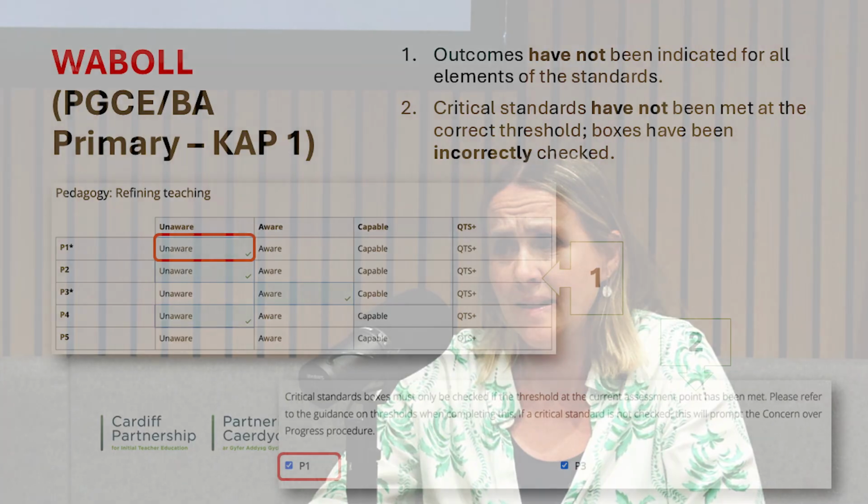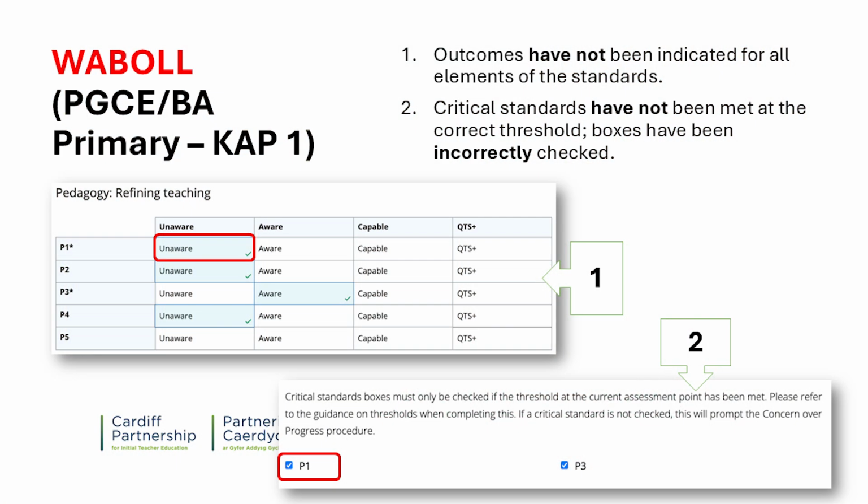There is another misalignment that can take place, and that is that mentors sometimes could judge or consider in their discussions that a student teacher is unaware in a standard, but inadvertently click the aware box underneath. So just when you're completing the form, just another little check and a little reminder to make sure that these align. And here you can see a slight misalignment because in the discussions it's been established that the student teacher is unaware in P1, and yet P1 has been indicated as having passed.